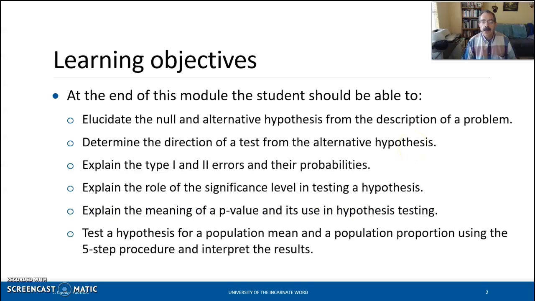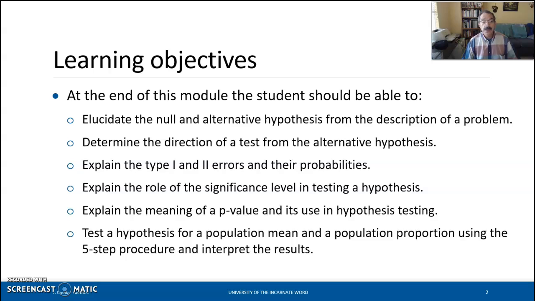All right, our objectives for this module are that you should be able to elucidate the null and alternative hypothesis from the description of a problem. You should be able to determine the direction of the test using the alternative hypothesis. Also, you should be able to explain the type 1 and type 2 errors and their probabilities. Explain the role of the significance level in testing a hypothesis. Explain the meaning of a p-value and its use in hypothesis testing.